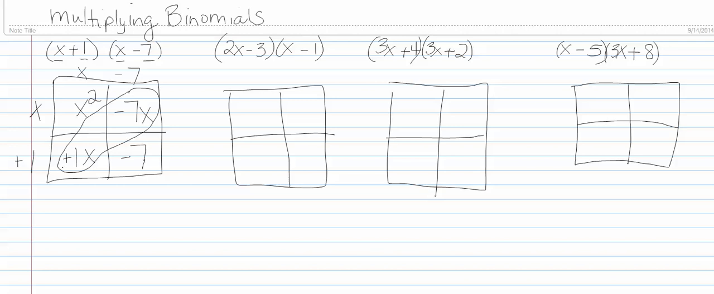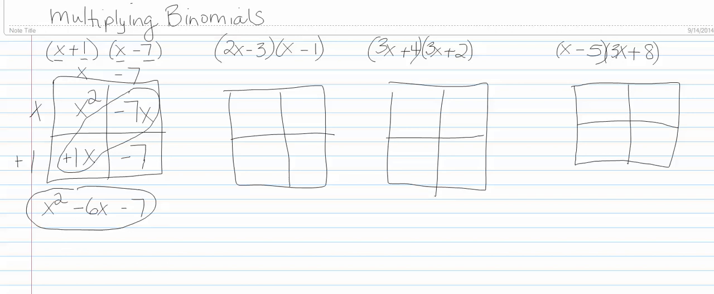So x squared does not have any like term. I always try to lead my answer with my highest power that's in the problem. Now I can combine those like terms that I have circled, and that's going to give me a negative 6x. And then my negative 7 does not have any like terms. So multiplying x plus 1 times x minus 7, I'm going to get the polynomial x squared minus 6x minus 7.